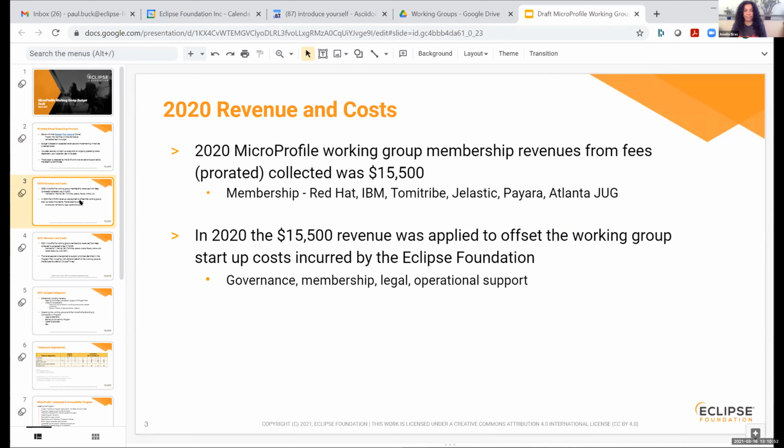Okay, so let's start with 2020. So 2020, we had the founding members with Red Hat, IBM, Tomitribe, Jelastic, Payara, and the Atlantic JUG. Paul, that should also include Garden State JUG. Was that missing, or is that normal? It might have been a timing thing, but happy to put it in, the more the merrier. So it could just be an oversight on our part. Sharon, can you take a look, please? Chandra, you nailed it. I was going to ask, what is Garden State JUG?